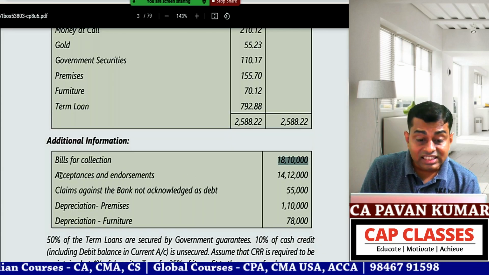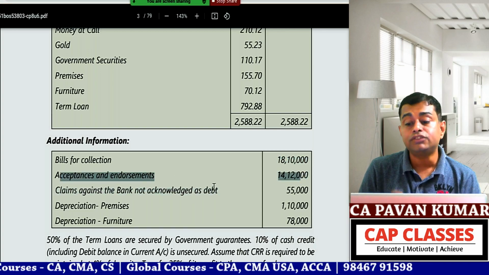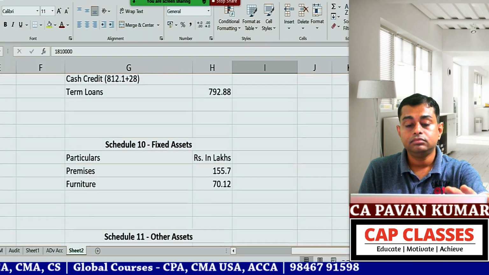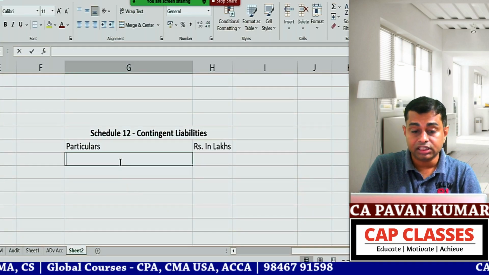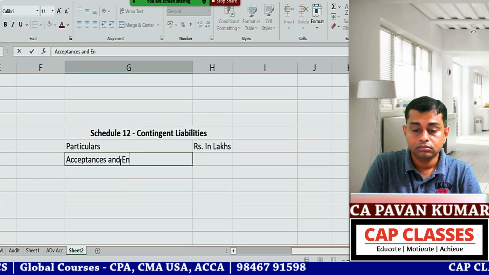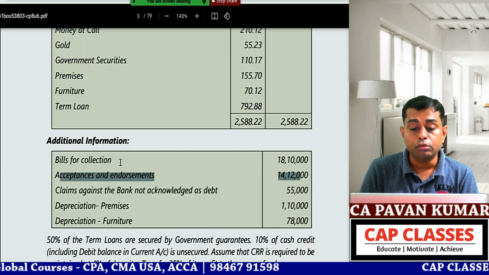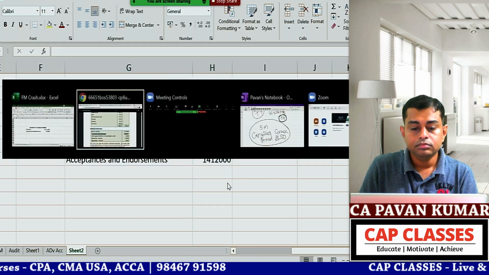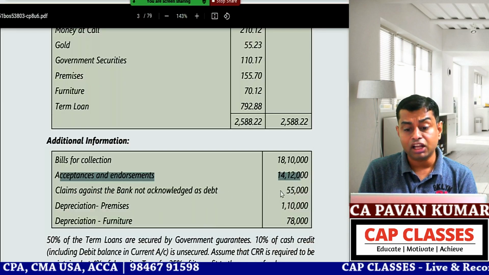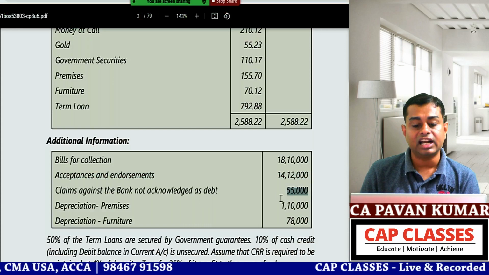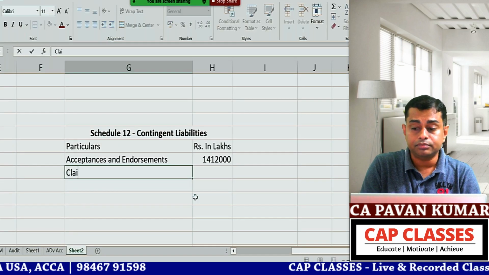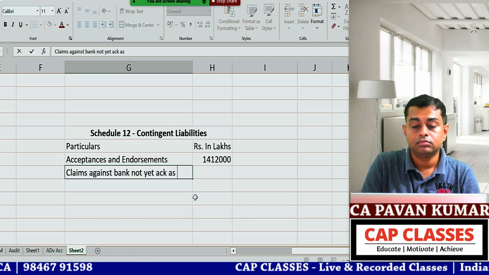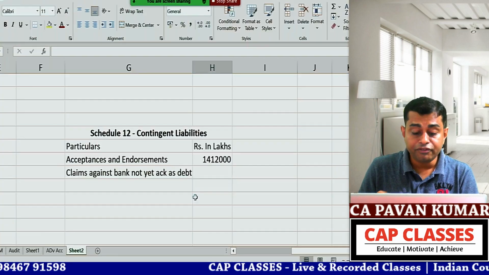Okay, then acceptances and endorsements 14 lakhs 12,000. This will come in schedule 12. Acceptances, endorsements, 14 lakhs 12,000. Claims against bank not acknowledged as debt. This is also contingent liability. Claims against bank, 55,000.